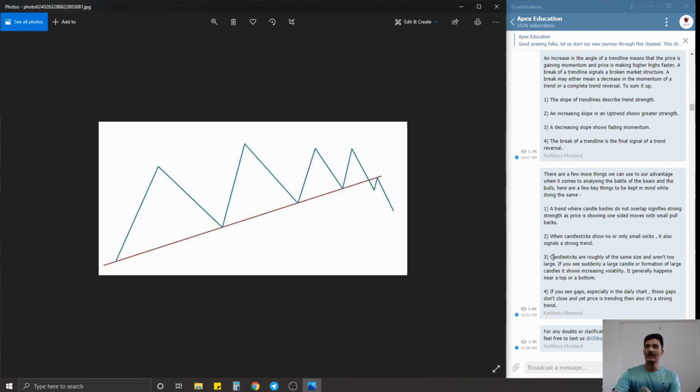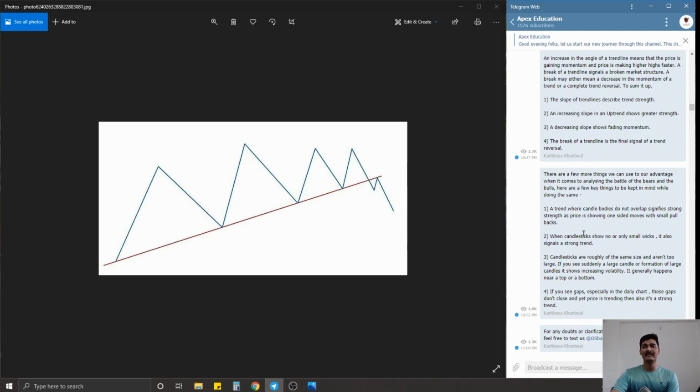Then you should have evenly ranged candlesticks. If the candlesticks are getting increasingly smaller in nature, that means that the opposite side might be increasing in its strength, or the favoring side for the trend might be decreasing in its strength. Can be either of the two, but basically the candle range should be evenly balanced throughout the trend.